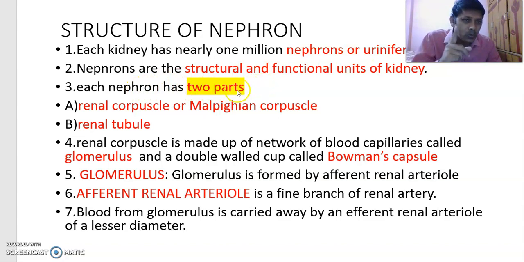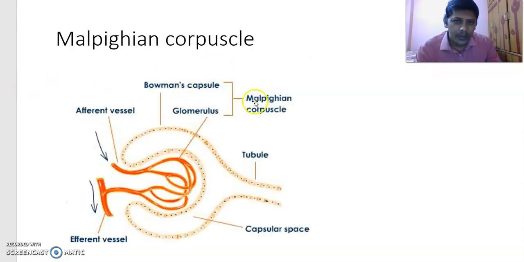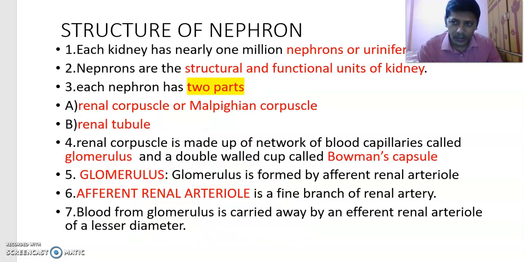Each nephron has two parts. What are the two parts? One is the renal corpuscle, otherwise called the Malpighian corpuscle. It consists of two parts. This cup-like structure is called Bowman's capsule, and inside it there is a network of capillaries called the glomerulus. These two together are called the Malpighian corpuscle. The other part is the renal tubule, the tubular part.